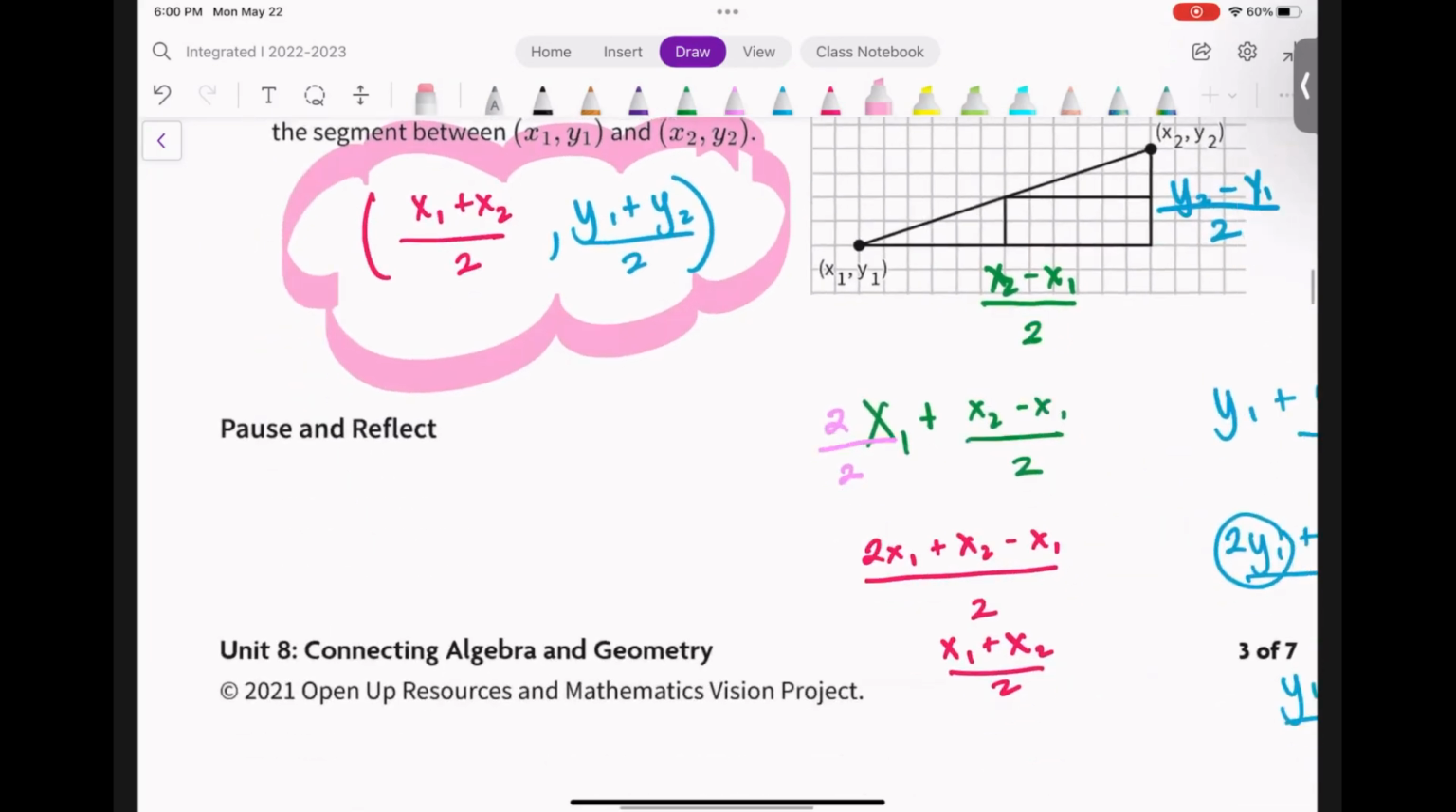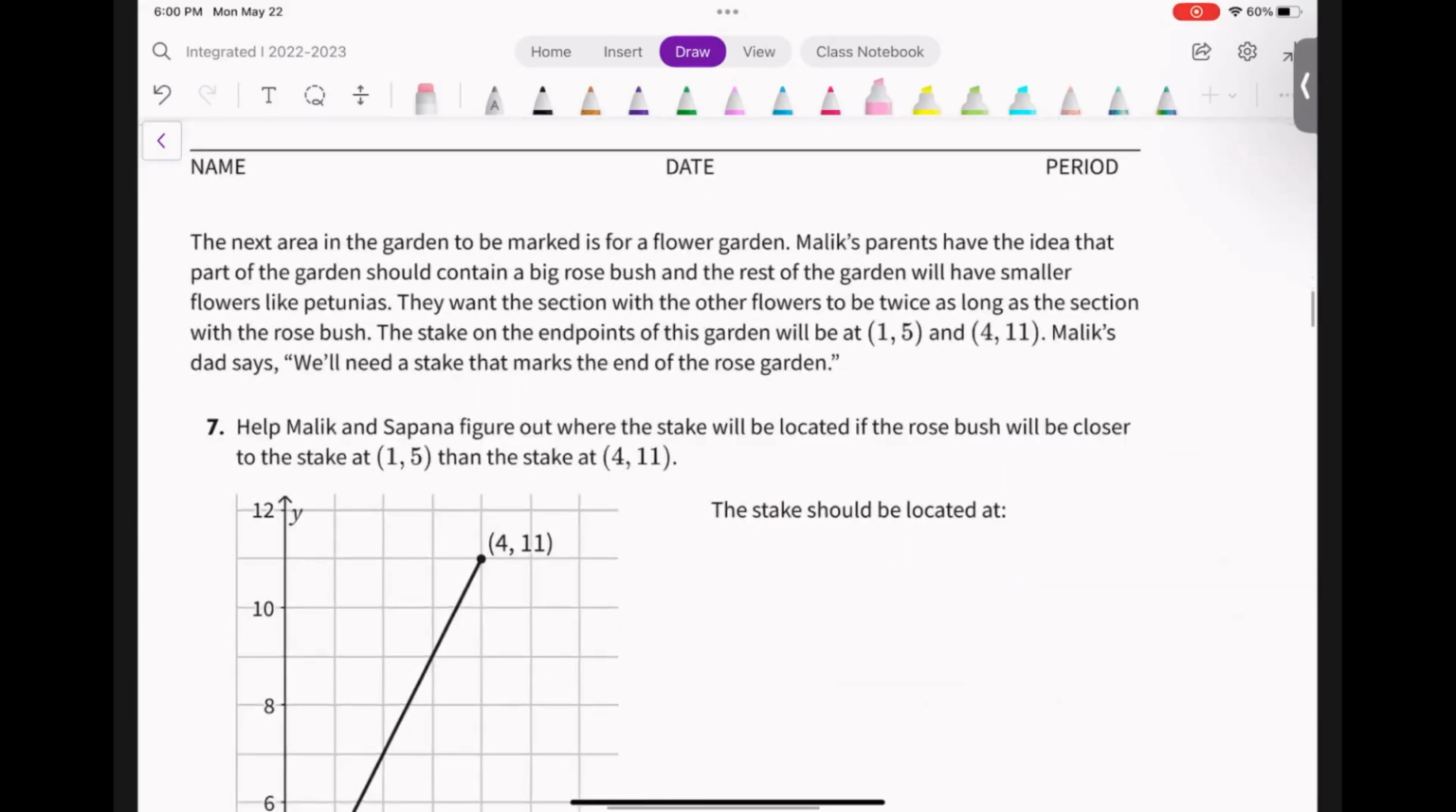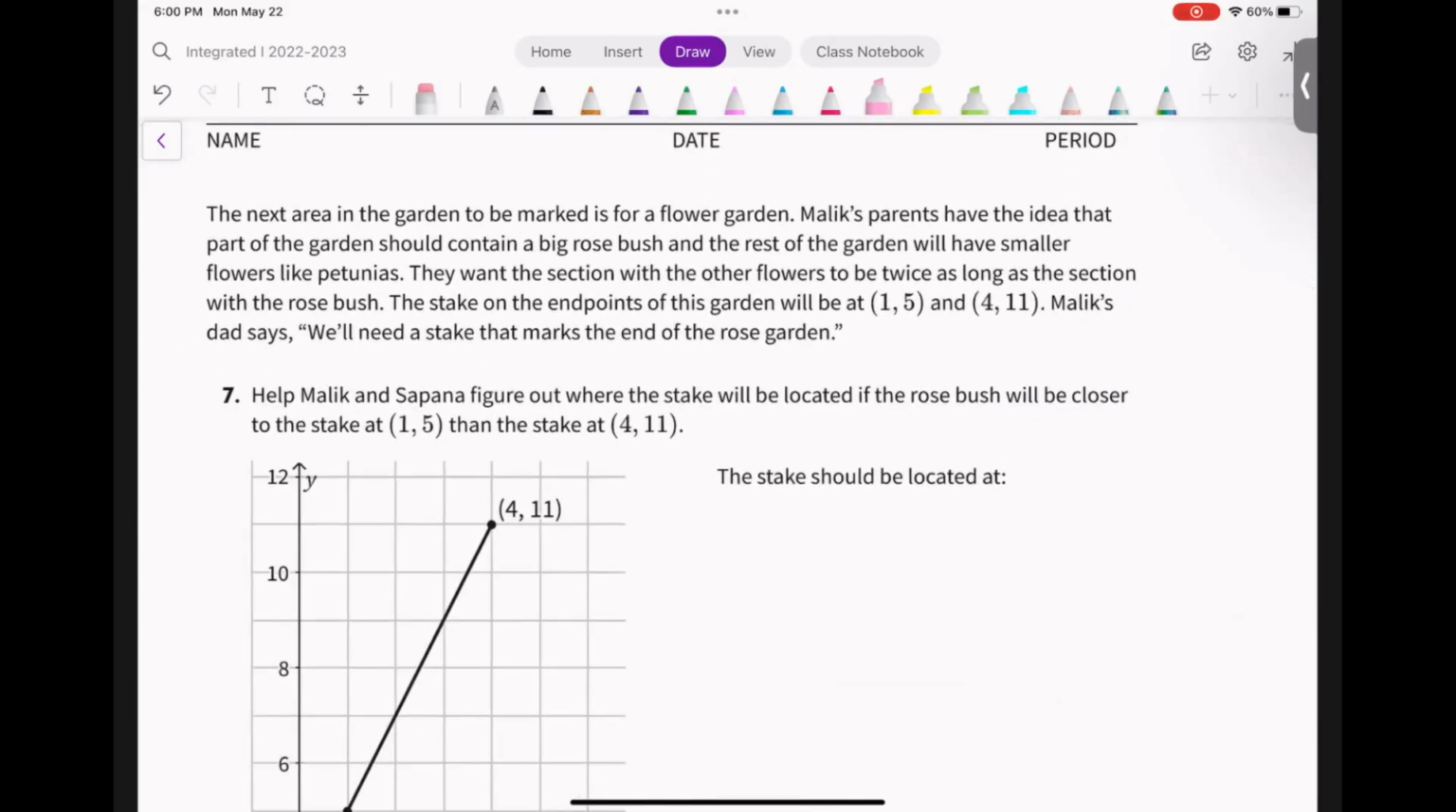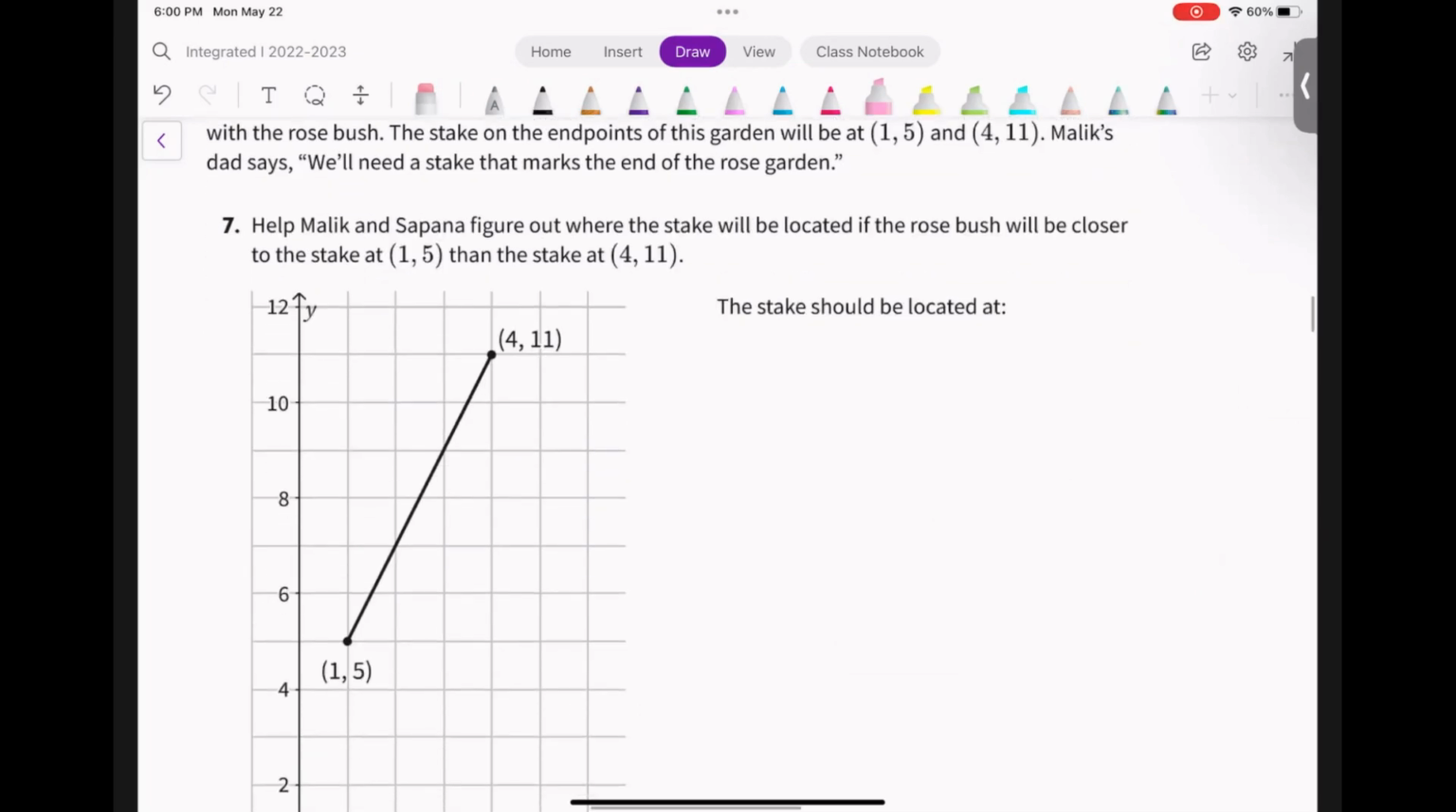Now, if we get into other questions like down here, the area of the garden is to be marked in a flower garden. Malik's parents have the idea that part of the garden should be a big rose bush and the rest of the garden will have smaller flowers like petunias. They want the section with the other flowers to be twice as long as the section with the rose bush. The stakes are at the points (1, 5) and (4, 11). Malik's dad said, we'll need a stake that marks the end of the rose garden. Help Malik and Sapana figure out where the stake will be located if the rose bush will be closer to the stake at (1, 5). So they basically want to cut this section up into parts.